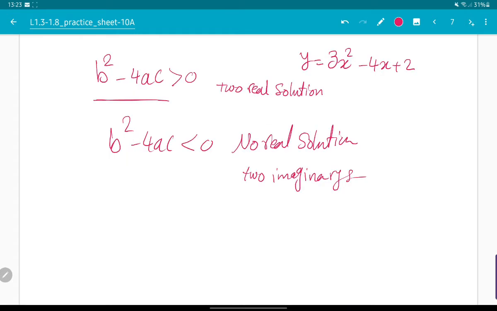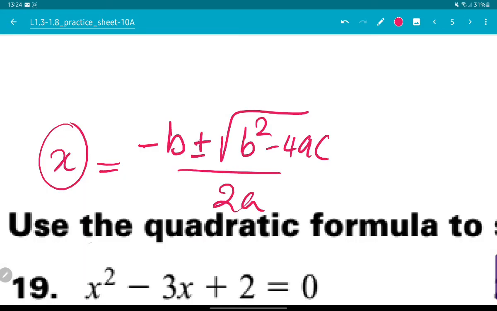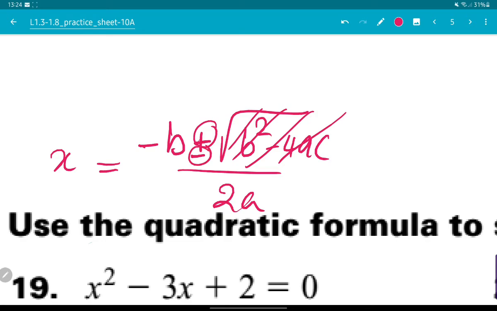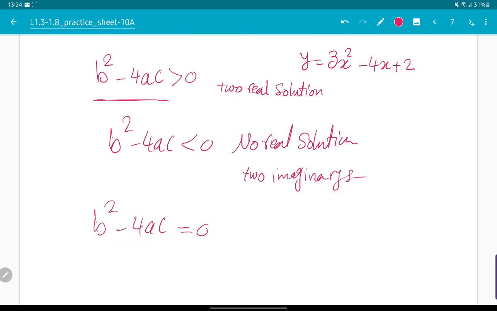Okay, what if it was b squared minus 4ac equal to 0? Equal to 0, can you see what? If this is 0, then positive or negative, they will give us the same. Plus 0 or minus 0, it will not change. So we have two equal solutions, or we can say one real solution.